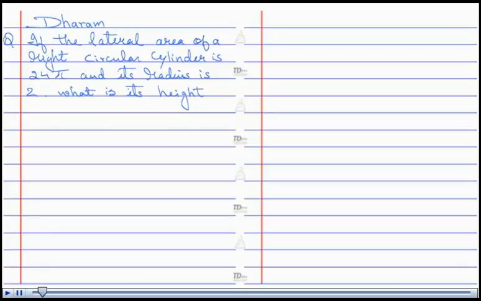Hello, I am Dharam. The question is, if the lateral area of a right circular cylinder is 24 pi and its radius is 2, what is its height? Solution.